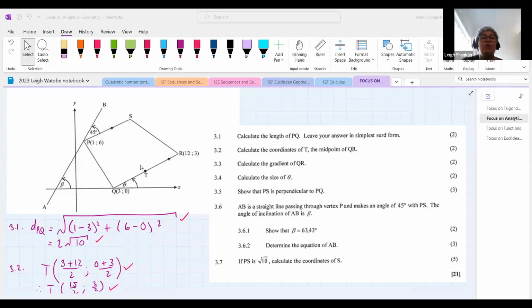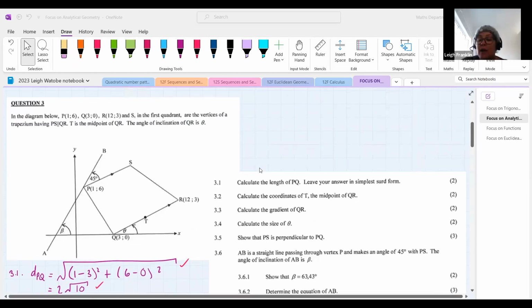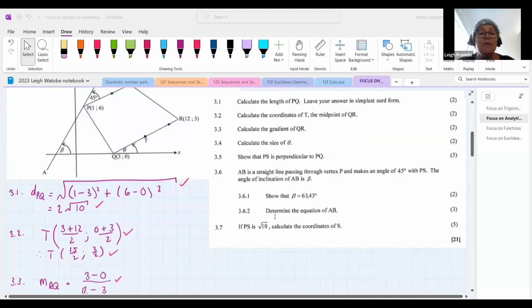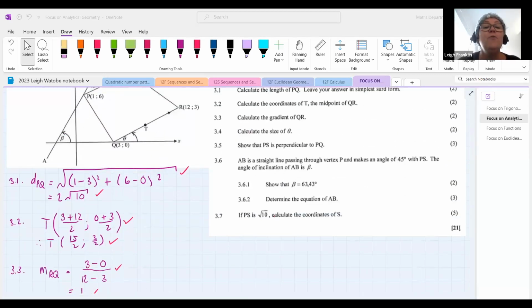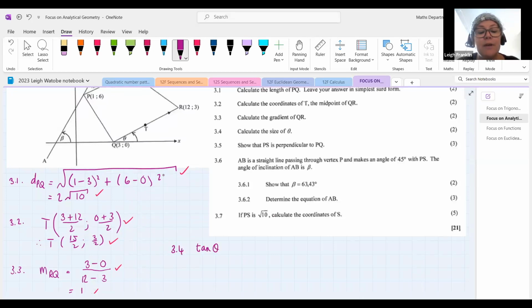Do we know what to do when the gradient is negative? Right, so I think that's something I should discuss here with you guys, in addition to doing this question as well. Okay, so to calculate the size of theta, we have to use the formula tan theta equals m.